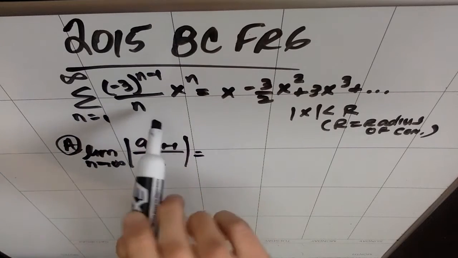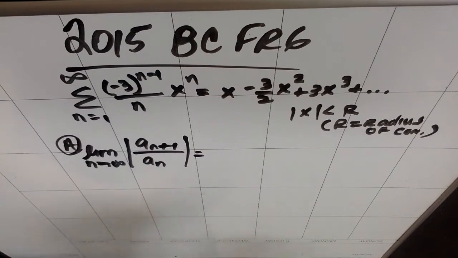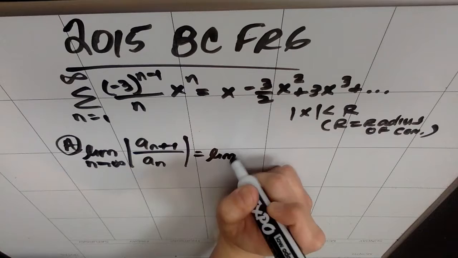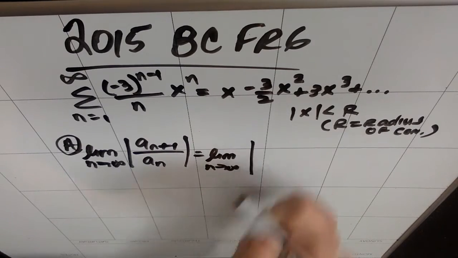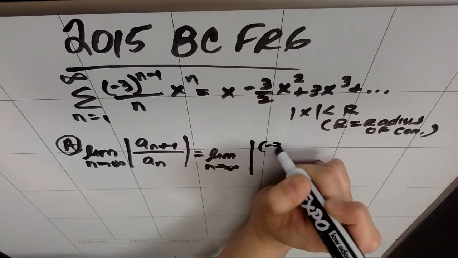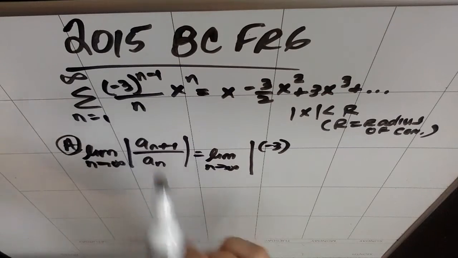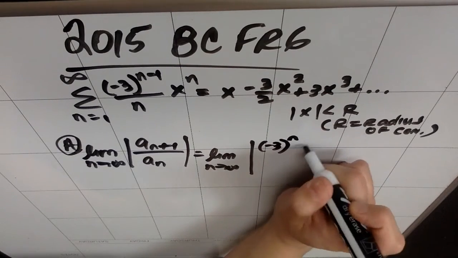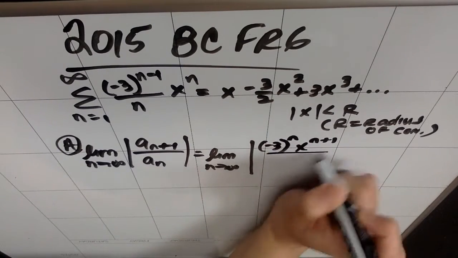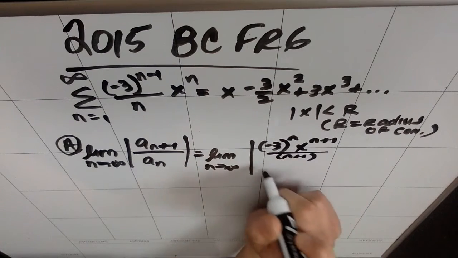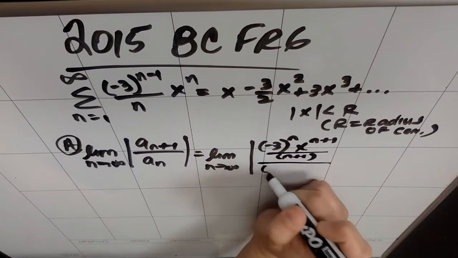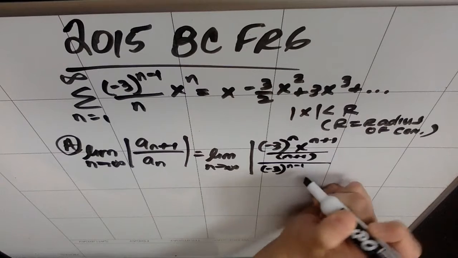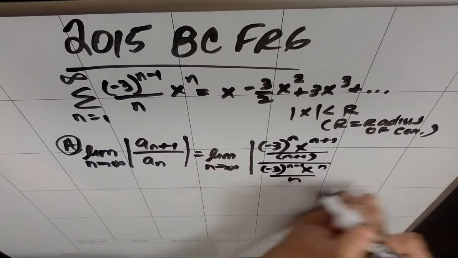So I'm going to have to take this, my a sub n th term, and do the n plus 1th term. So I'm going to get the limit as n approaches infinity of the n plus 1th term, which is negative 3 to the n plus 1 minus 1, which will just be n, x to the n plus 1 over n plus 1, and then that whole thing is going to get divided by the original nth term, which is negative 3 to the n minus 1, x to the n all over n, right?